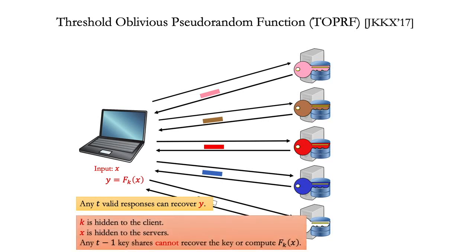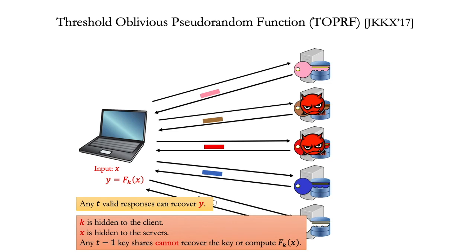And the security guarantee is that if up to T-1 servers are corrupted, they cannot recover the PRF key K or compute the PRF function on any input X. And this is called oblivious PRF because the key K is hidden to the client and the input X is hidden to the servers. This is the primitive. Any questions on this?